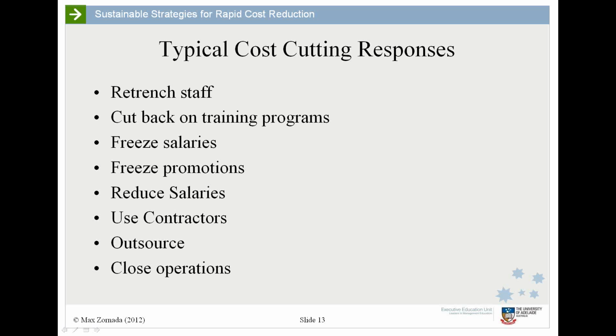I've just listed here some of the typical measures that organisations take when they're looking at cost-cutting. We've seen the examples I gave before, which all of them involve significant staff retrenchment, but also we see cutting back on training, salaries, promotions, and often outsourcing operations is quite a popular approach to cost-cutting.